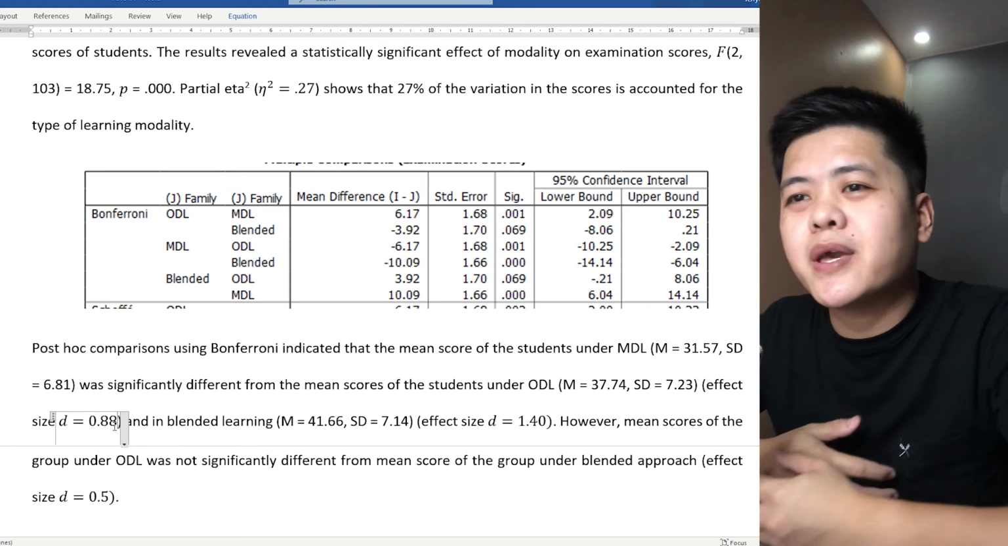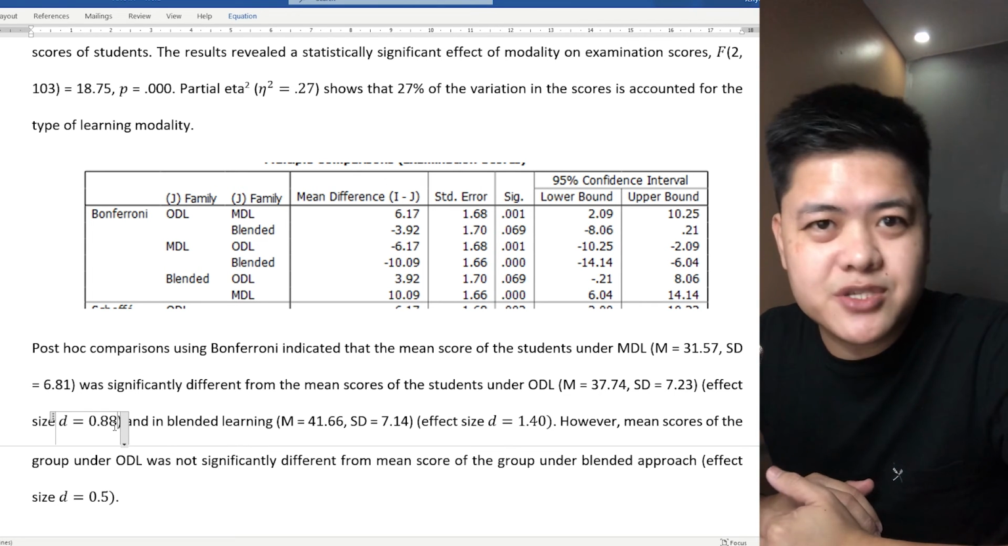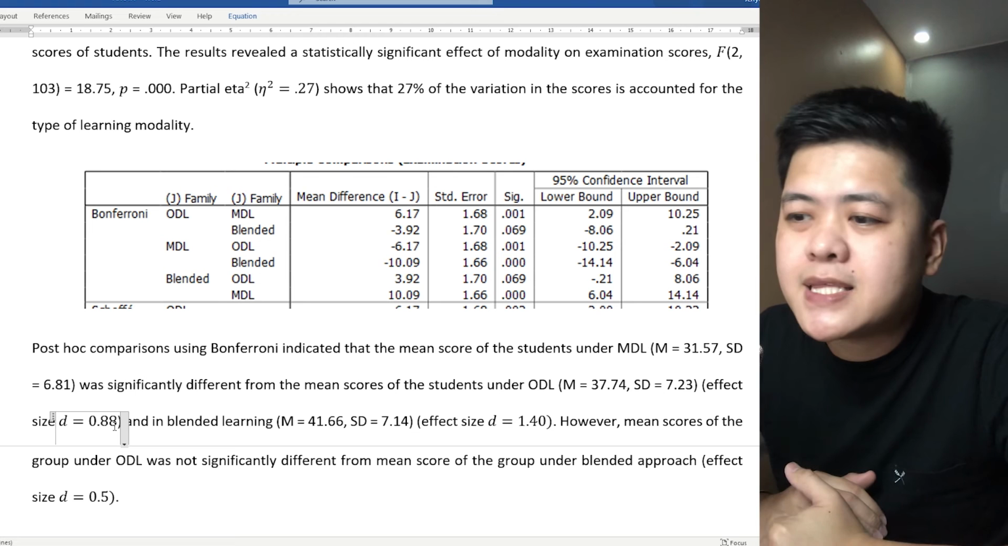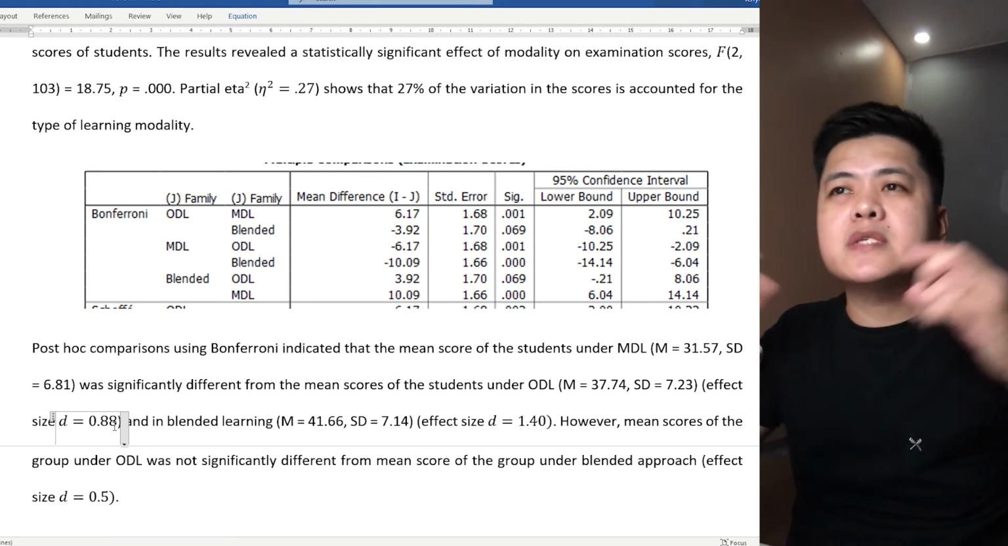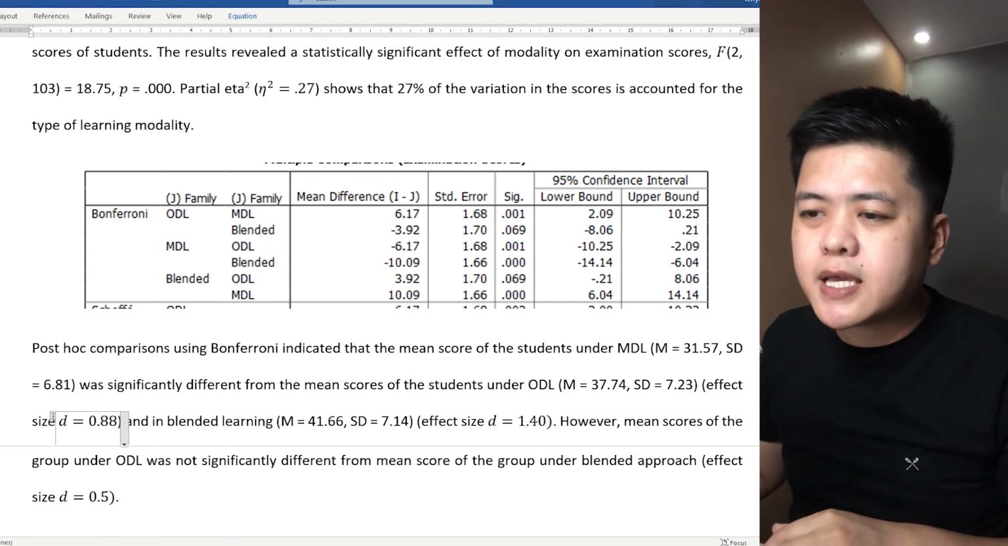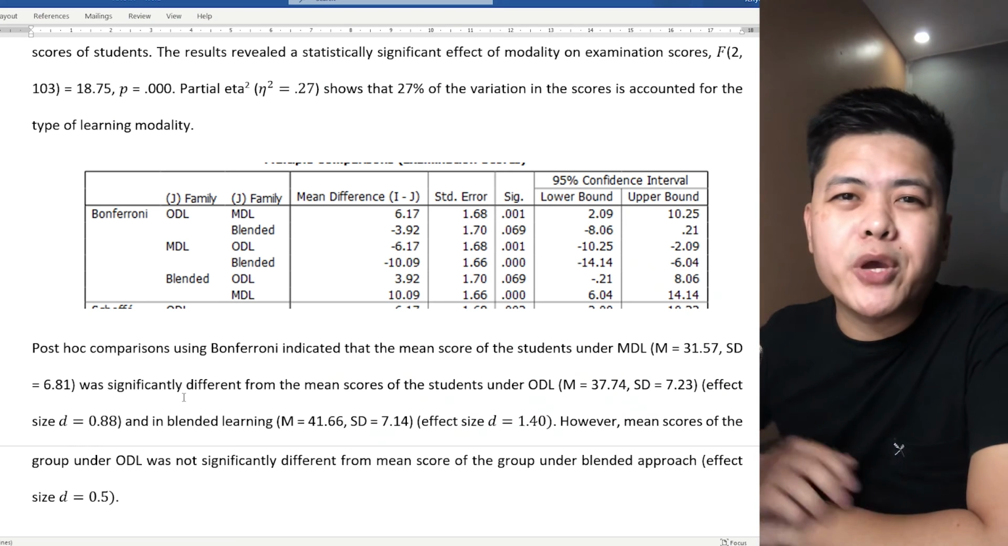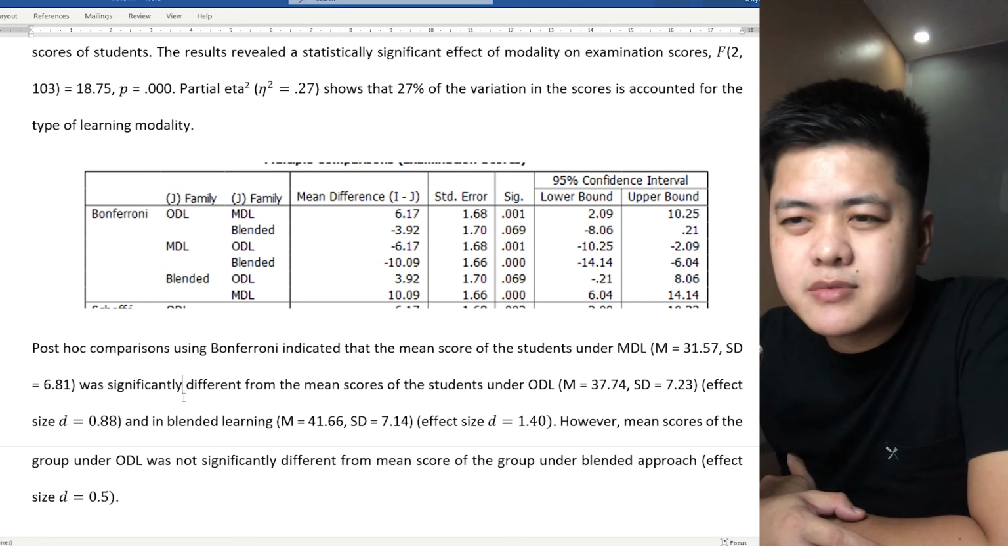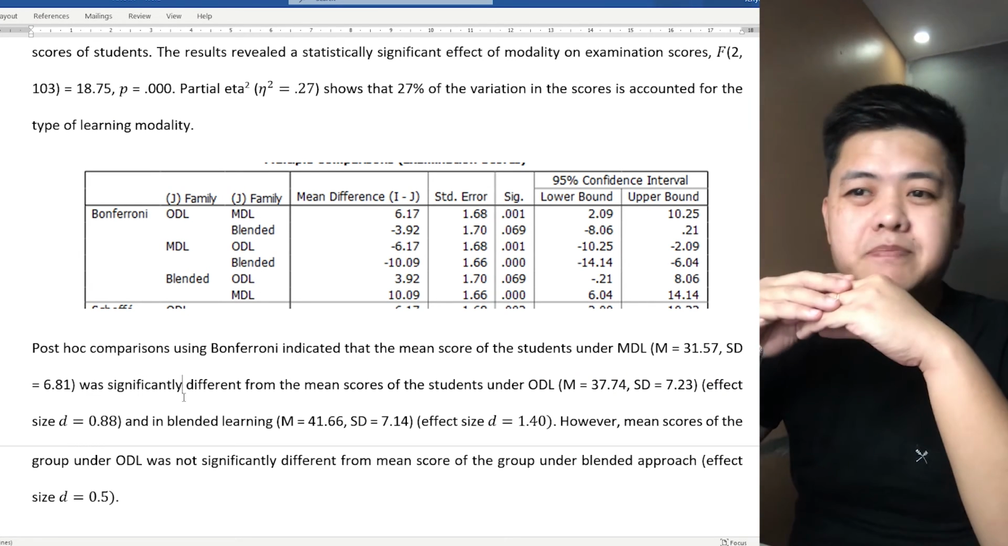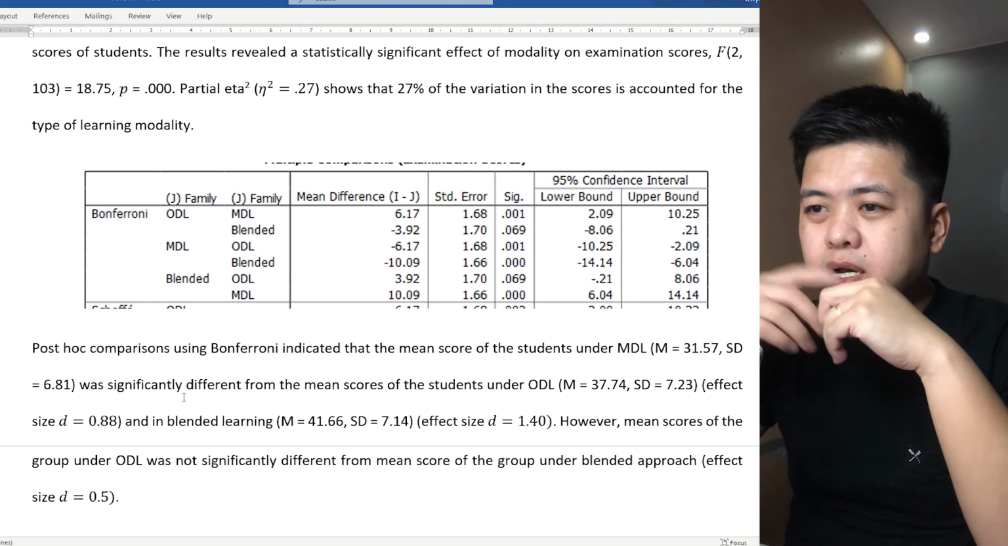0.88, according to Cohen's, there is a large effect size. 0.88, how many percent yung nag-overlap? Kapag 0.88, nasa mga around 50% yung nag-overlap sa kanila.